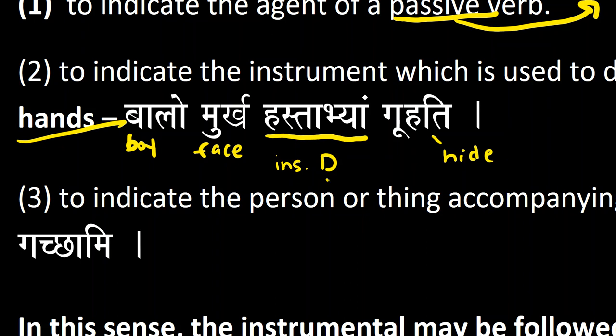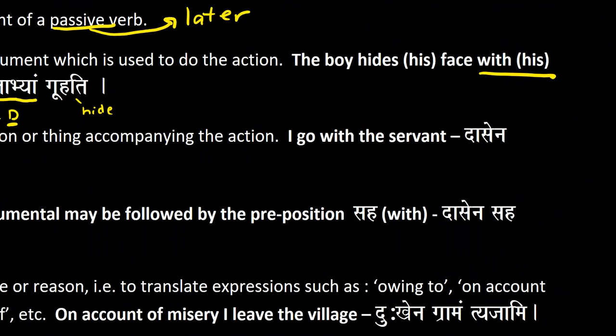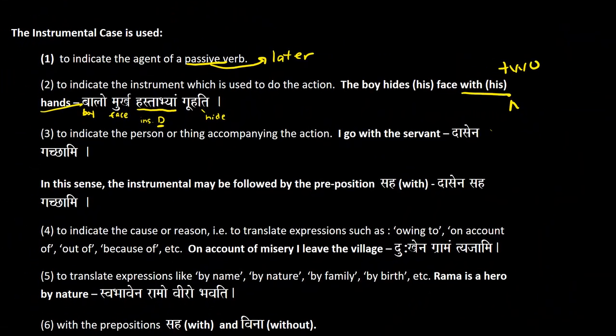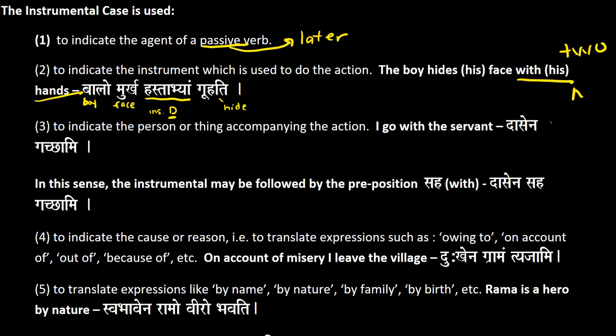Why is it declined in the dual form? Because the boy has two hands. So technically, if you want to get very technical with the translation, it's actually with his two hands. The boy is hiding his face. And moving on to the third reason. The instrumental case is used to indicate the person or thing accompanying the action.